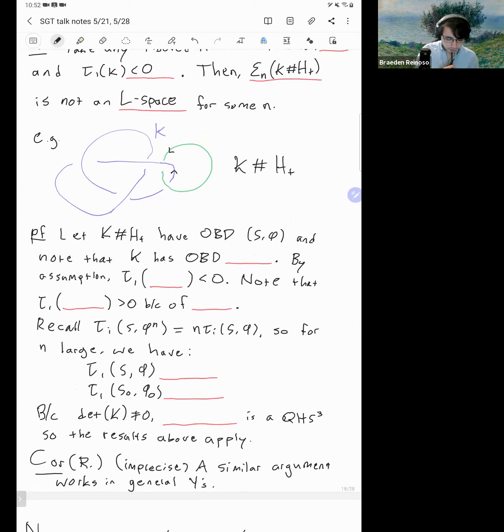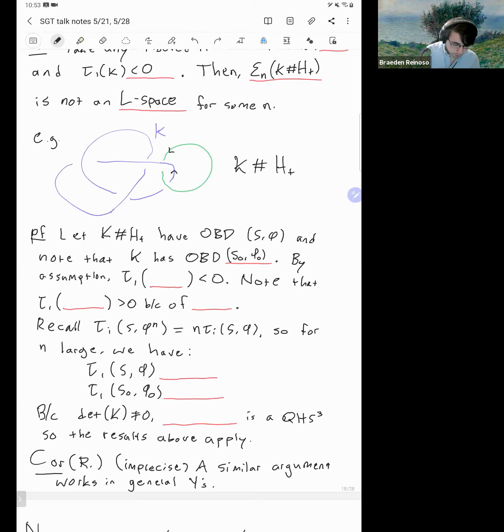So how does this proof go? How do you show this? Well, if you take a fibered link and you connect sum with a Hopf link, then you get another natural fibered link. So it has some open book decomposition, which we'll call S V. And then after that, you can just note that K has an open book decomposition given by capping off that Hopf link. So if you fill in this guy with a disk, then you end up getting your original open book decomposition is the idea.